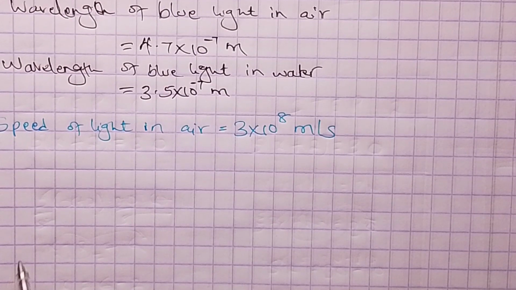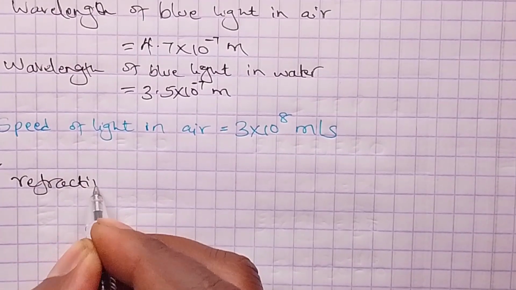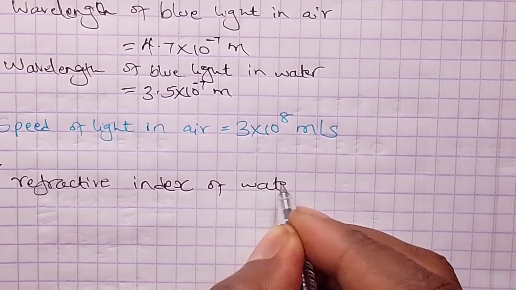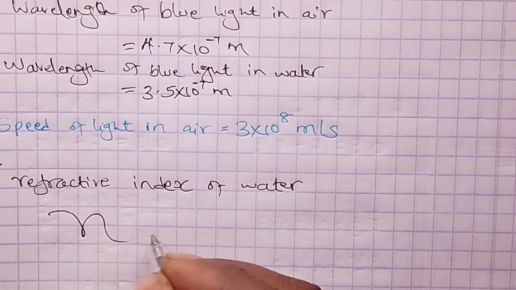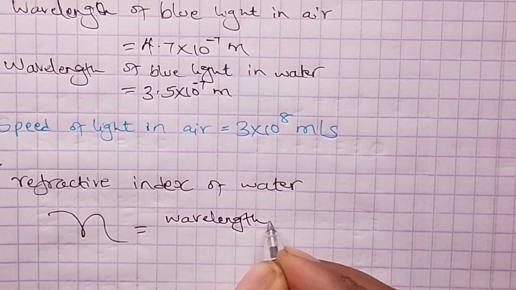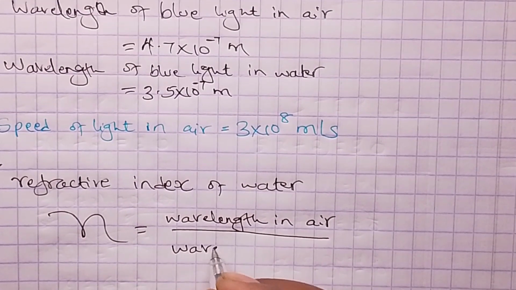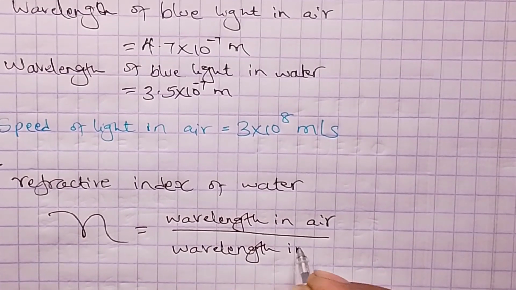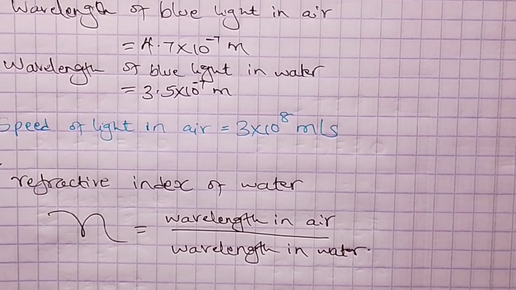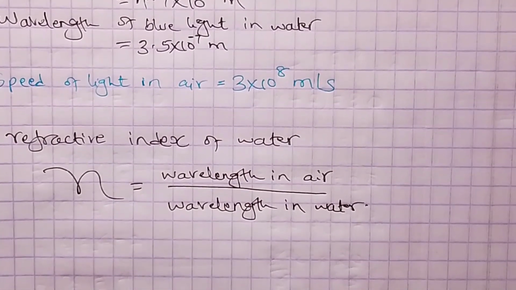Now, let us calculate the refractive index of water. For us to calculate the refractive index of water, it will be the wavelength in air over the wavelength in water. Okay, that's for us to calculate the refractive index.